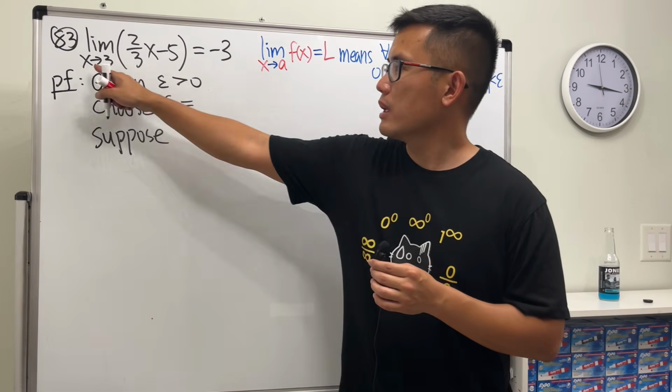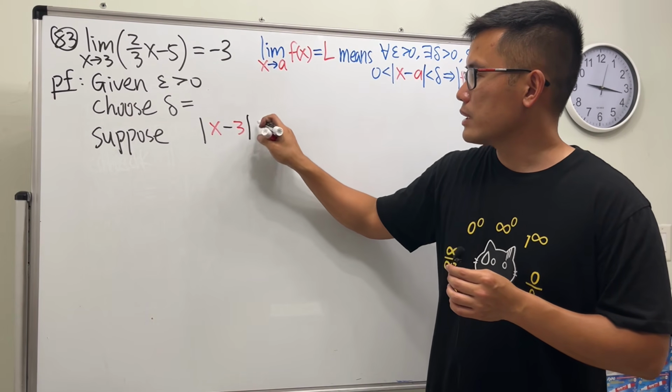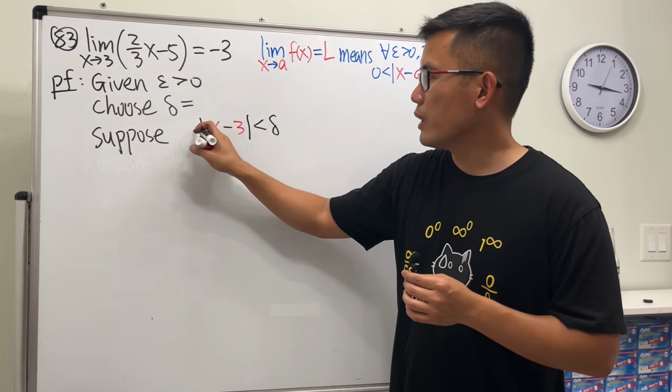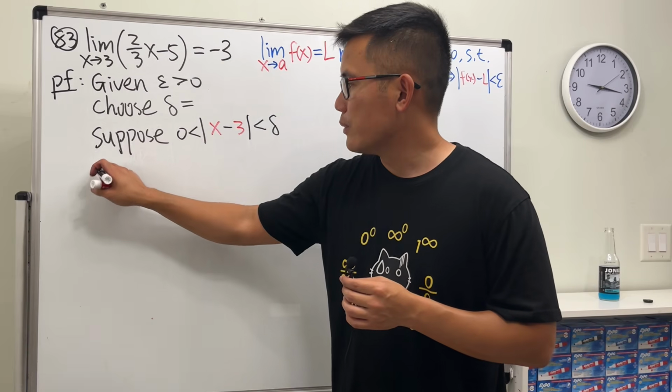Then suppose the distance between x and 3, so we say absolute value of x minus 3, we want this to be less than delta, and we don't want x to be 3. So put a greater than 0. Like looking at it backwards.